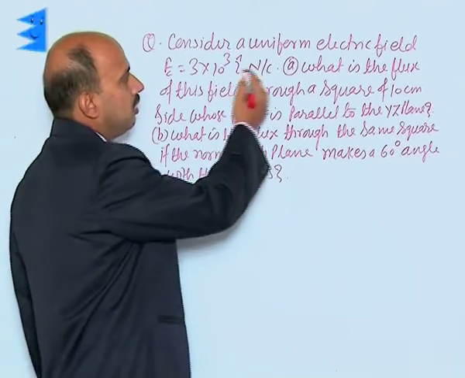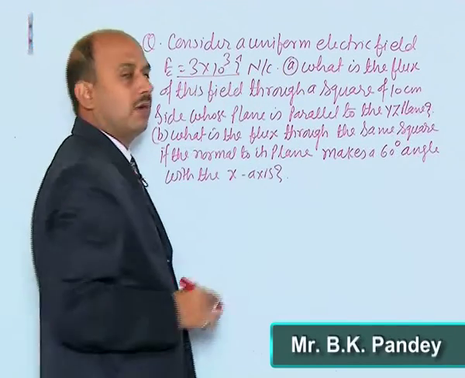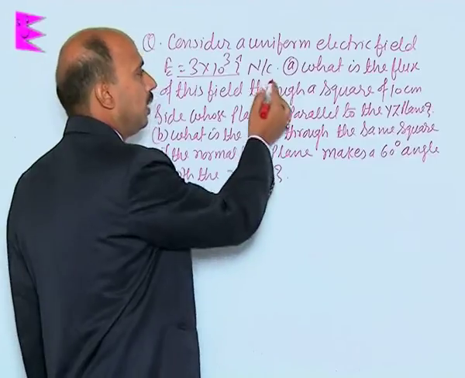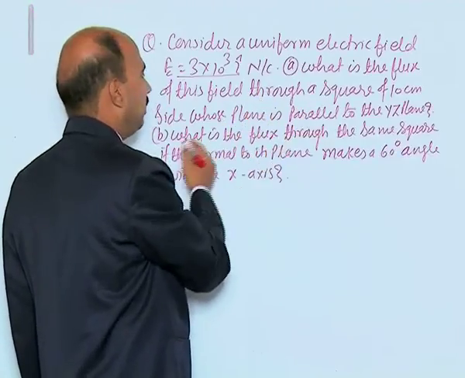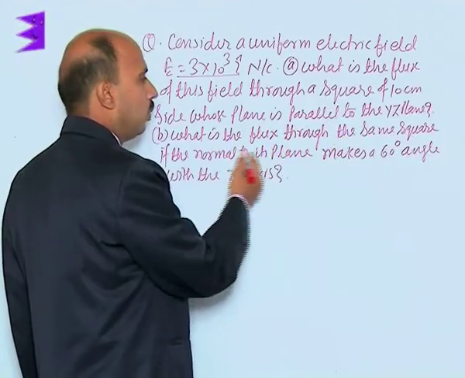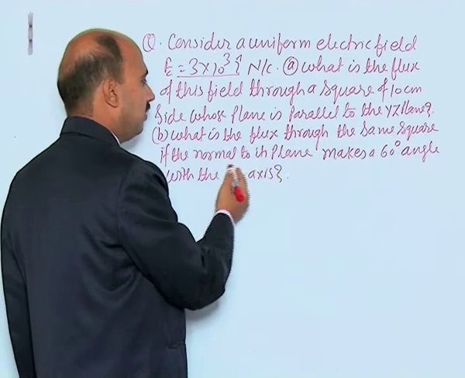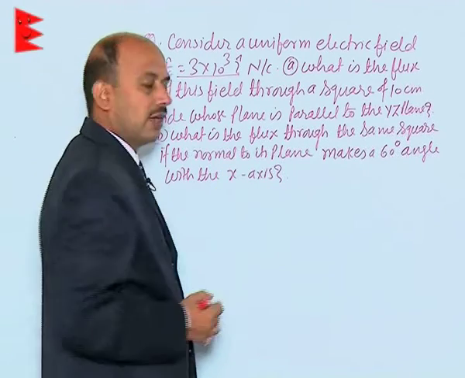Consider a uniform electric field E equal to 3 into 10 raised to power 3 i cap Newton per coulomb. What is the flux of this field through a square of 10 centimeter side whose plane is parallel to the yz plane, and what is the flux through the same square if the normal to its plane makes a 60-degree angle with the x axis?